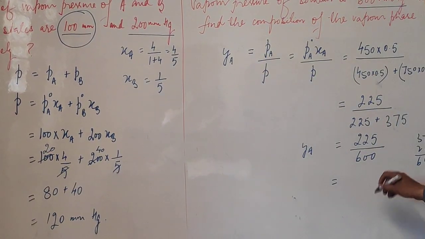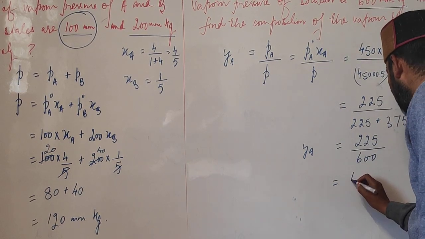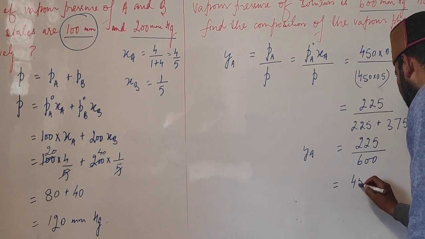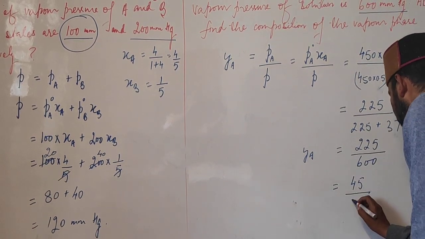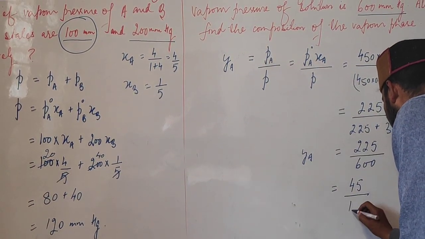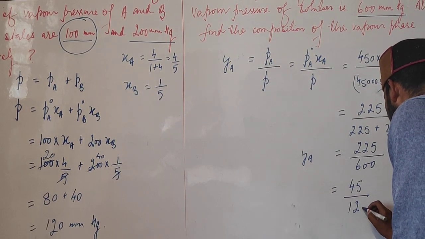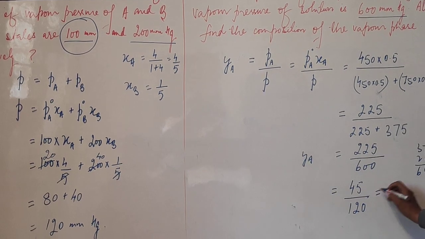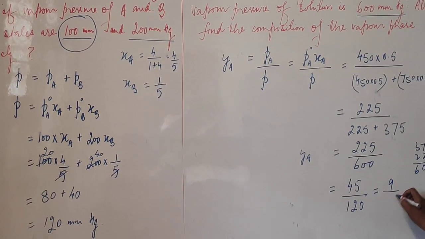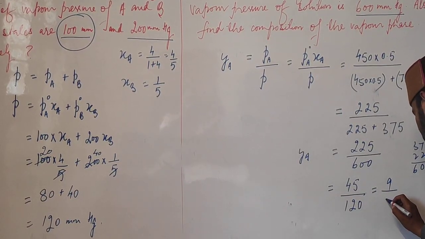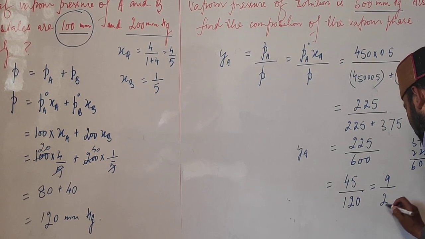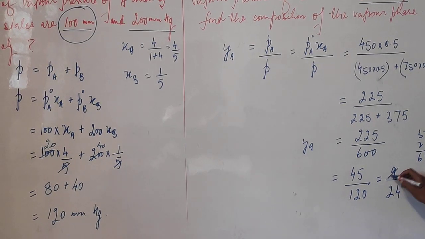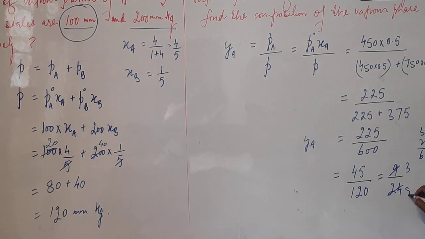इसको further divide कर लेते हैं. So 5 4s are 20, then we have 5 5s are, and then 5 1s are 5. So this is 1, 20. Now this is further 5 9s are 45. This is 5 2s are 10. Then we have this. So this is 9 upon 24, which can be written as 3 upon 8.